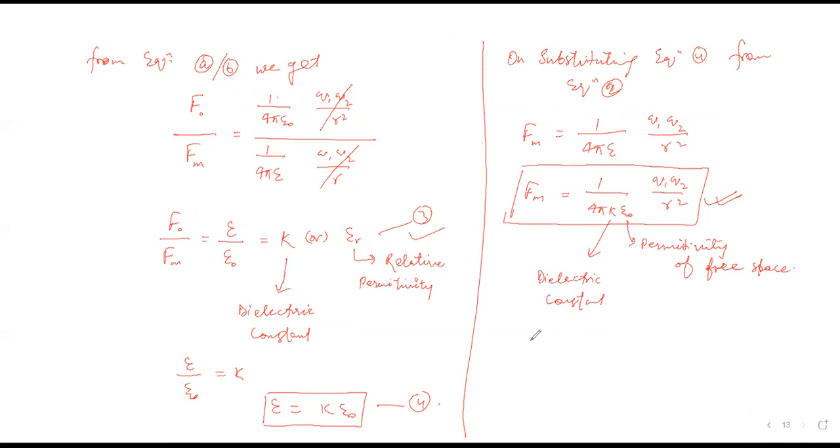Also, from this equation, you can write F naught over Fm is equal to K. From equation 3, we also have F naught over Fm is equal to K, or F naught is equal to K times Fm. It is an equation in terms of force, and the other is in terms of the charges and the separation. Please note it down.